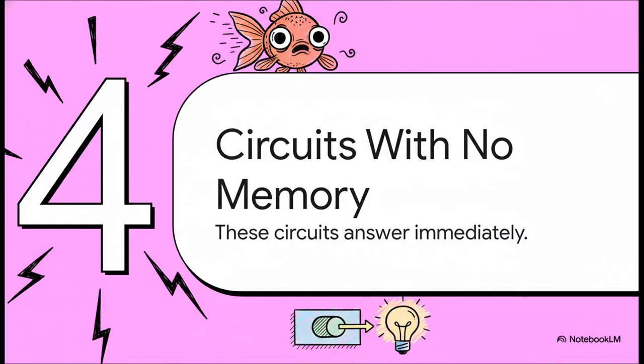Okay, let's switch gears to a new type of circuit. These are called combinational circuits. And the key thing to remember about them, they have the memory of a goldfish. Their output only depends on the combination of inputs they're seeing right now. No memory of the past. What you put in is what you get out instantly.